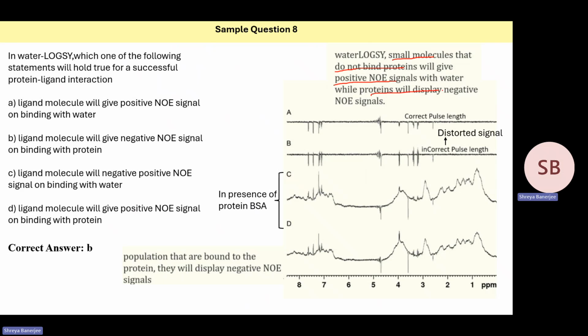The protein will give negative signal. And if you have a ligand that is binding in the protein, they will also display negative signal. So if you look at C and D, both are water log Z spectra. The positive signals, basically, they are not binding. But the negative signal, they are the ligands that are binding. So the correct answer is B. Ligand molecule will give negative signal when they are binding. So the correct answer is B.